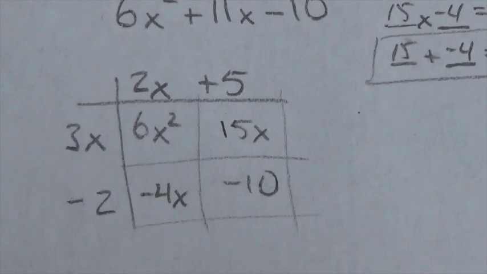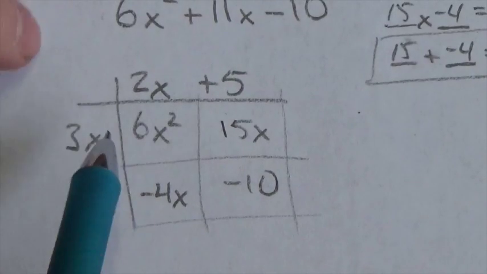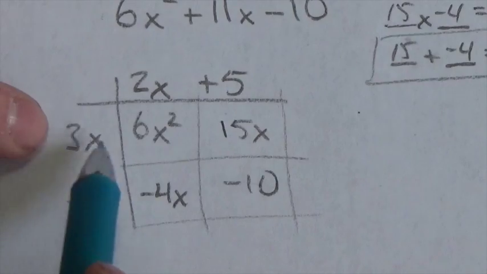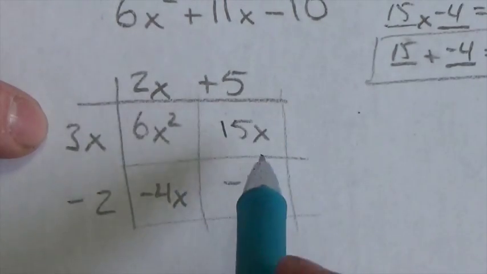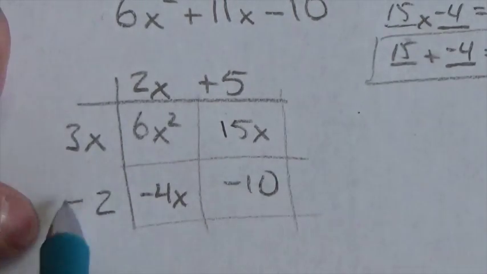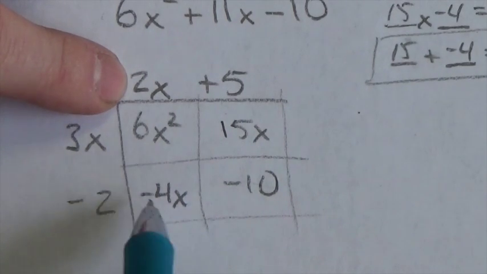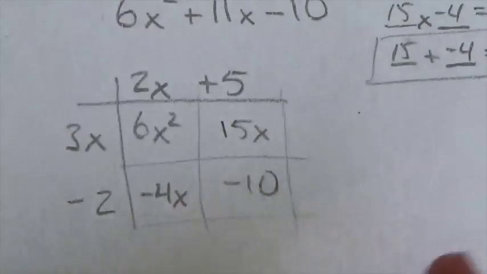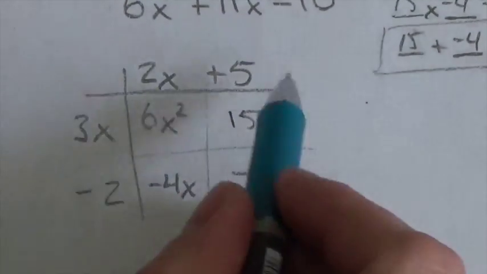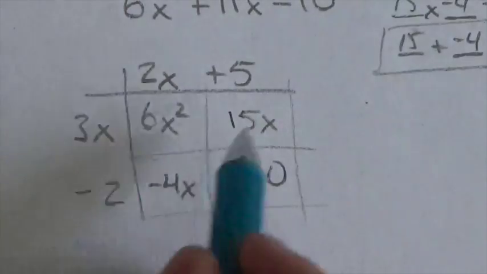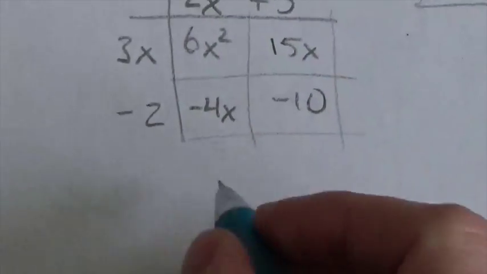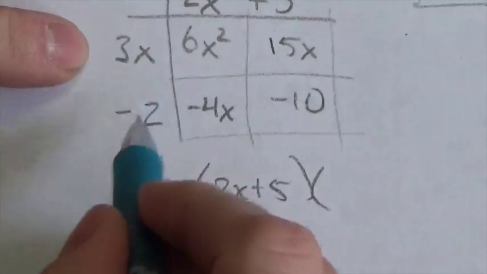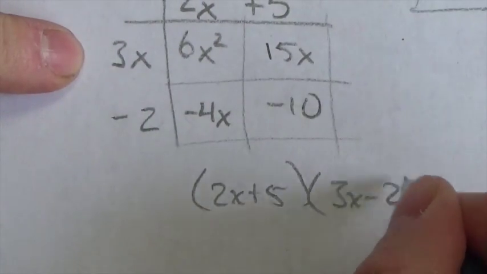Now, let's verify that this did what I needed it to do. 2x times 3x is 6x squared. Awesome. 3x times 5 is 15x. Awesome. Negative 2 times 2x is negative 4x. Negative 2 times 5 is negative 10. There, everything is right. And so I grab my factors from the two sides of this grid. I'm going to get 2x plus 5 multiplied by 3x minus 2.